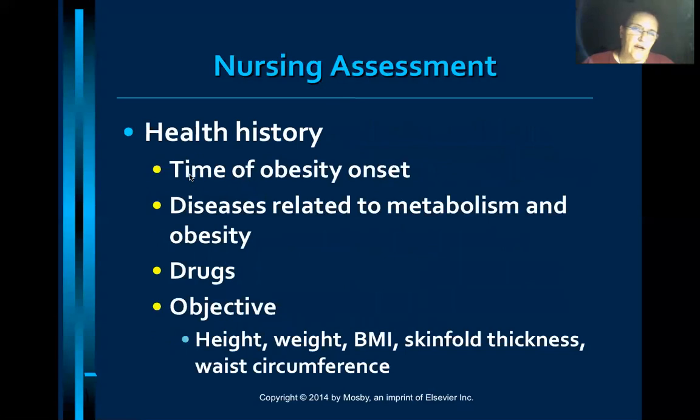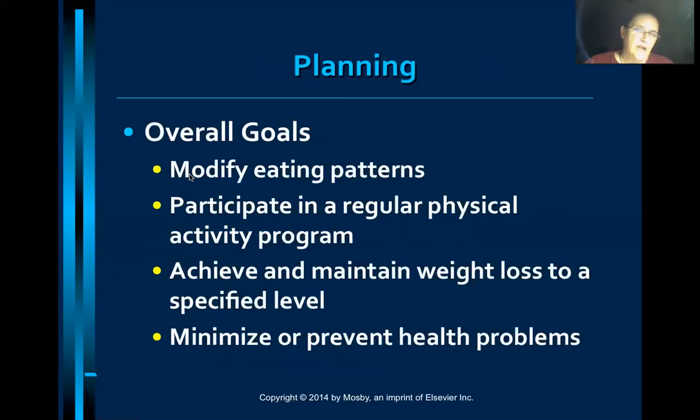We're going to take a health history, look at the time of obesity onset, the disease related to any kind of metabolism of obesity, any kind of drugs, and then we'll do an objective evaluation. I think we already talked about a lot of this in the previous chapters. Overall goals, we want to modify eating patterns, participate in regular physical activities, achieve and maintain weight loss to a specified level. We want to minimize and prevent health problems.